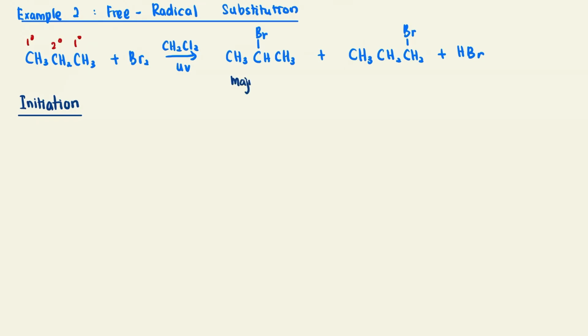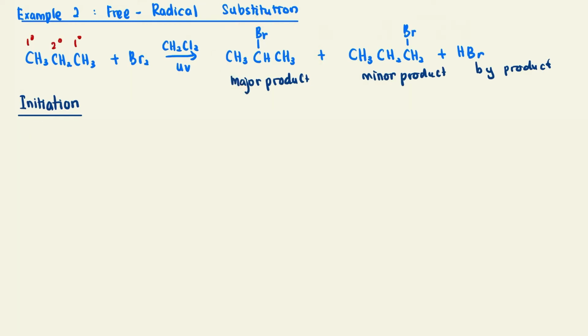Okay, so let us label this one as the major product, while the next one here is the minor product. And HBr is the byproduct, or side product. Usually they will ask for the mechanism for the major product, so we will focus on the mechanism for the major product only first.